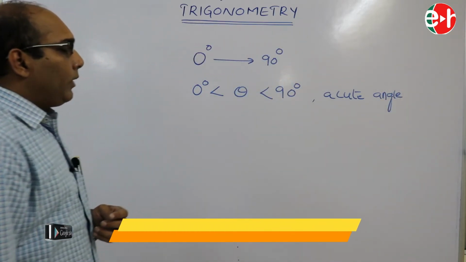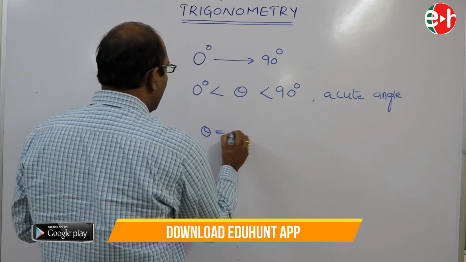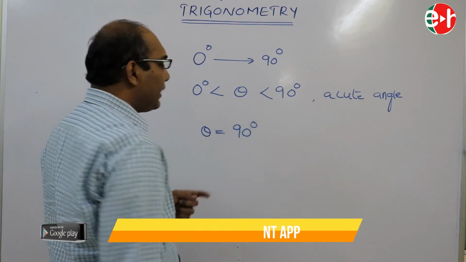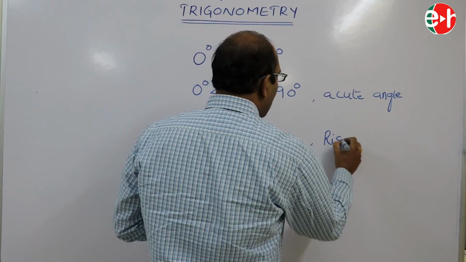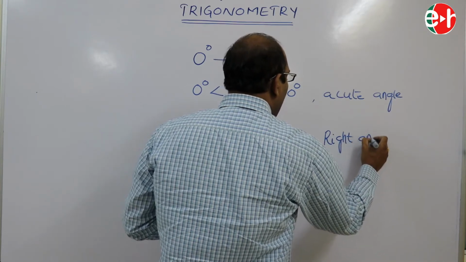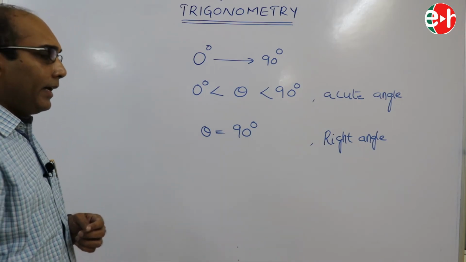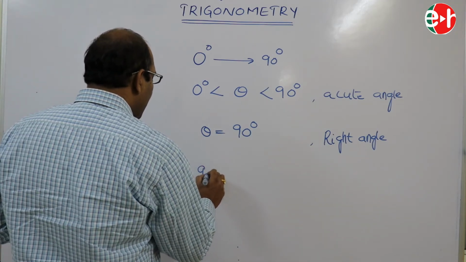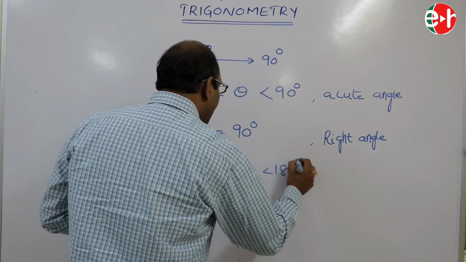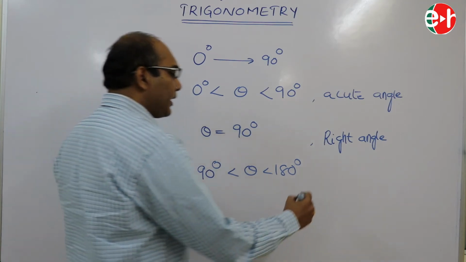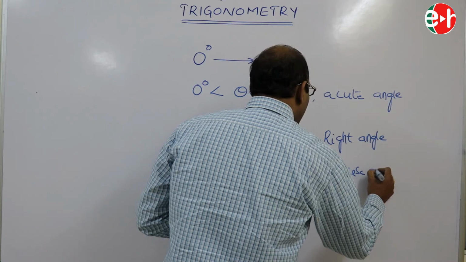Now, what is the right angle? If theta is exactly equal to 90 degrees, then it is called a right angle. If the angle is greater than 90 degrees and less than 180 degrees, it is called an obtuse angle.